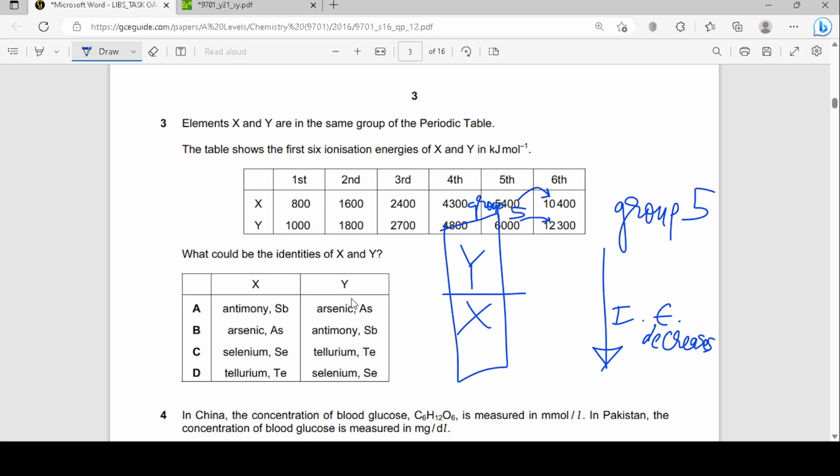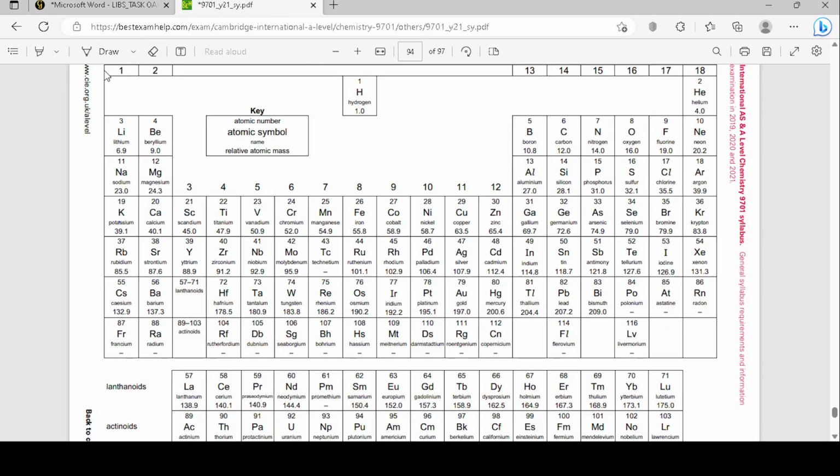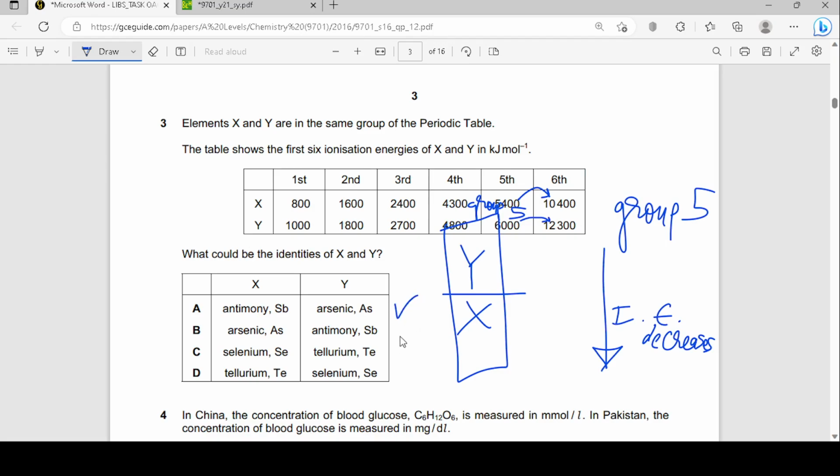So they're saying Y, because I'm looking at Y first because it's above X, right? In the group. So if they're saying arsenic and then antimony, let's check the periodic table. So this is group 5, and then you have arsenic and antimony, right? So that matches, this could be Y and this could be X. It definitely works, but that means B is obviously wrong. But A could definitely be a correct choice.